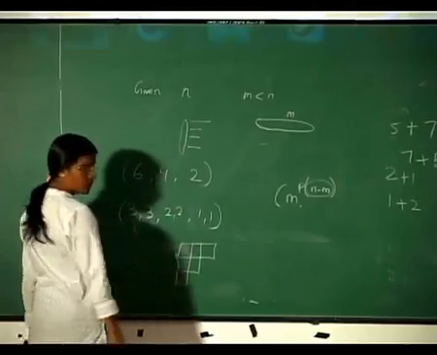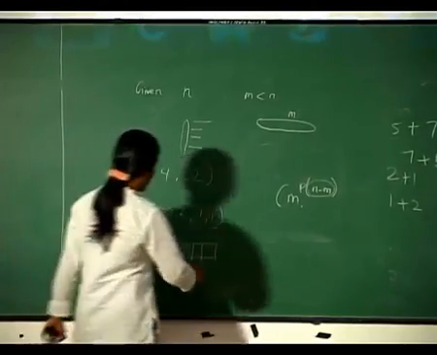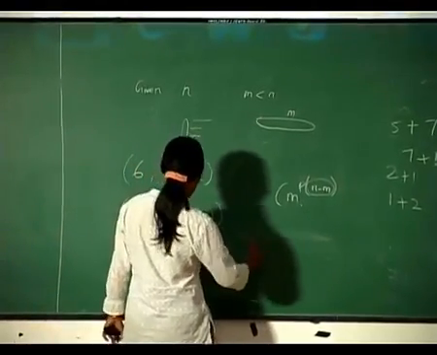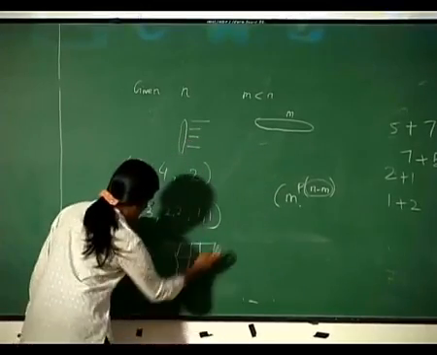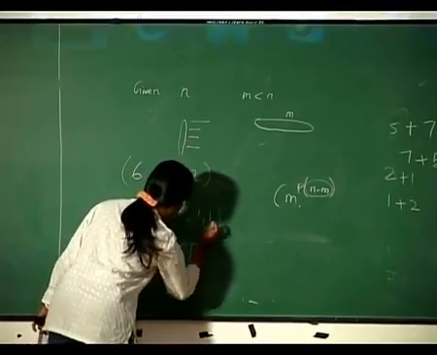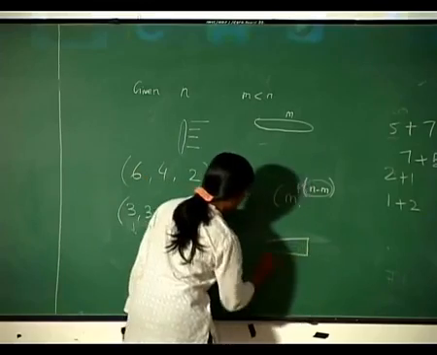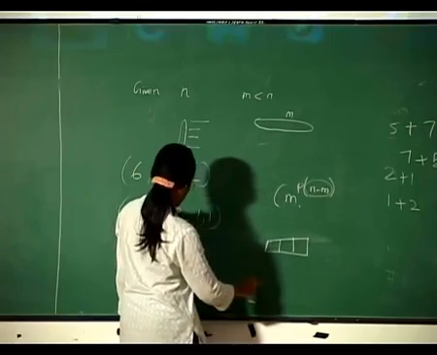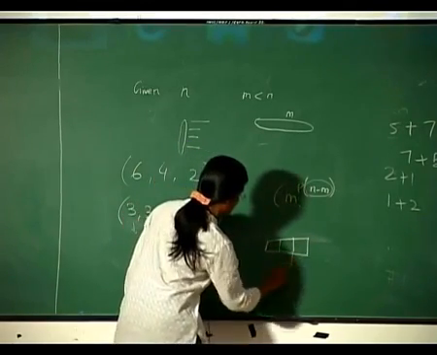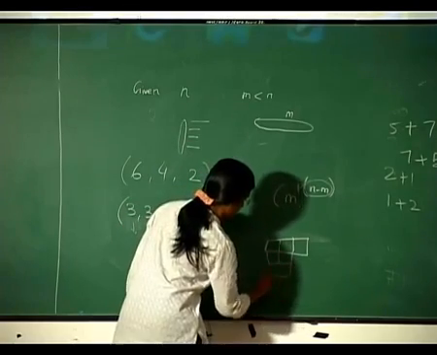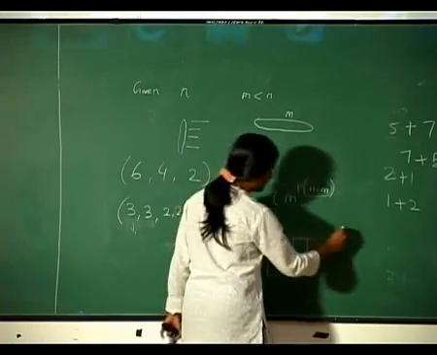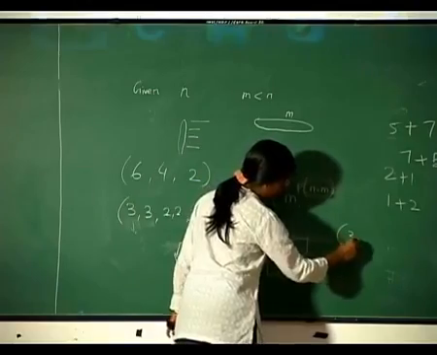So this is a partition of 6. Now I want how many of them? So what you need to calculate is those partitions whose first part is 3.